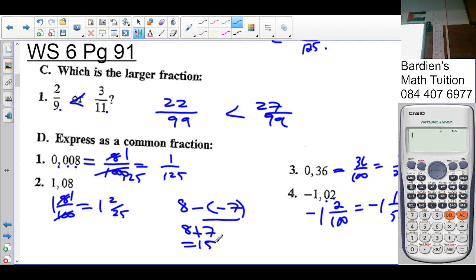Number 18? You didn't do the work again. Why didn't you do the work, my mom? That's the reason why you're not getting the mark that I expect you to get.